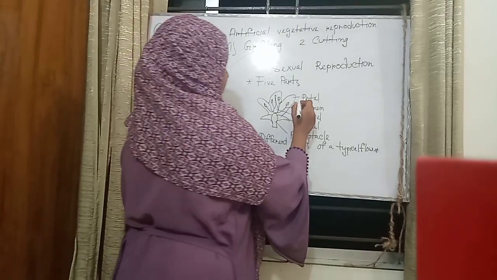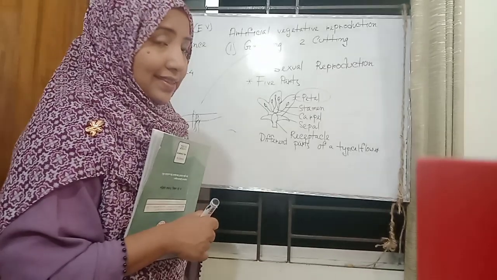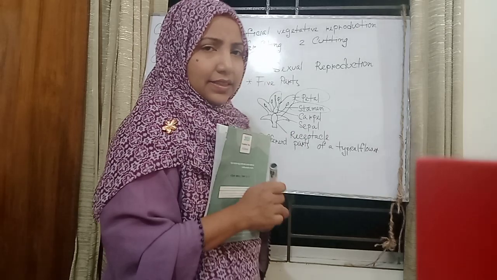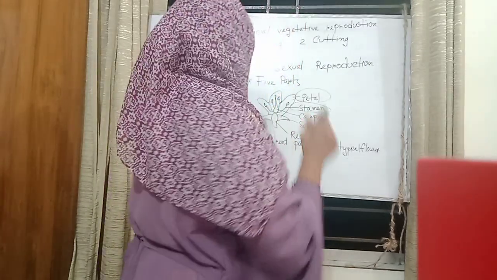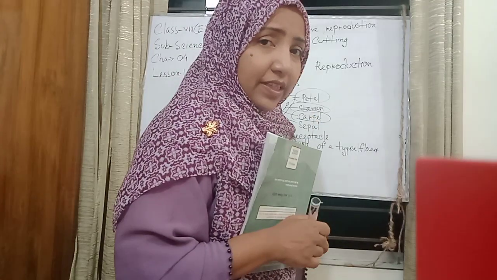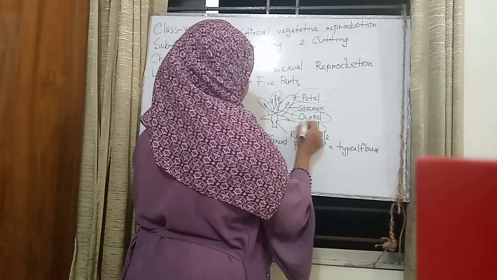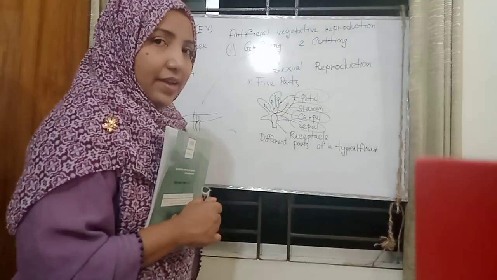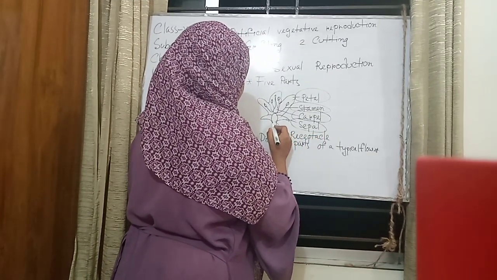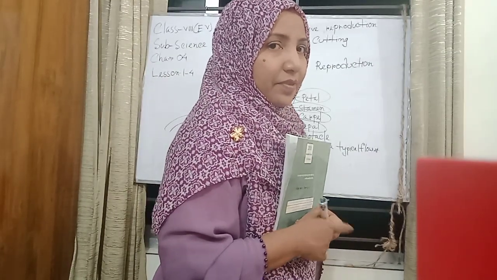First is the petal, the colorful structure. Second is the stamen, the structure of the androecium. Third is the carpel, a very important structure of the gynoecium. And this structure is the sepal, basically a green structure, and the receptacle, another green structure.